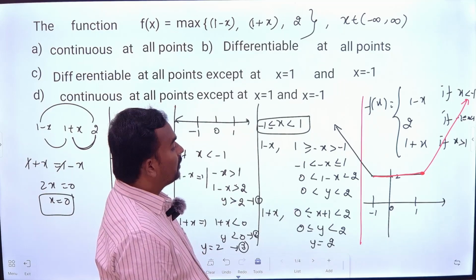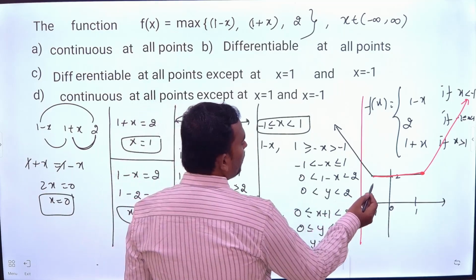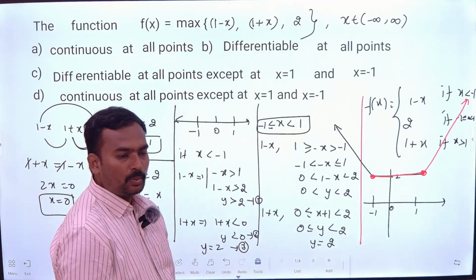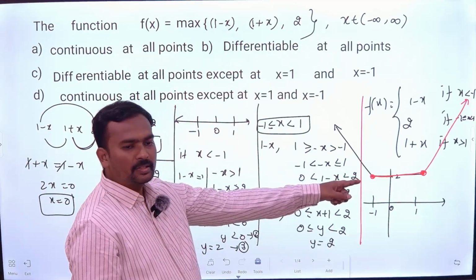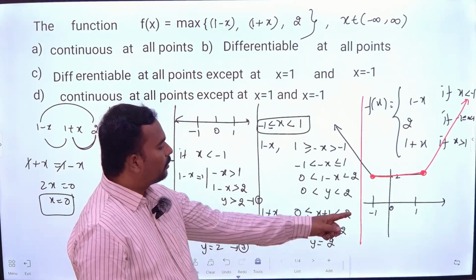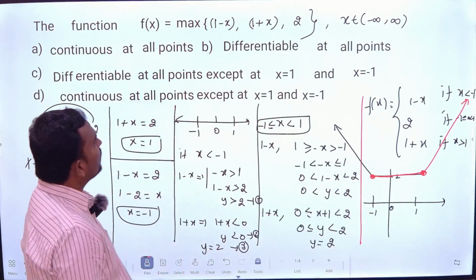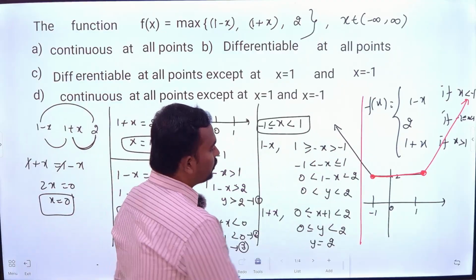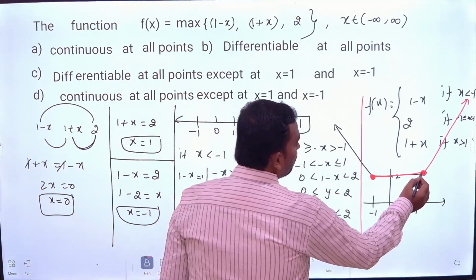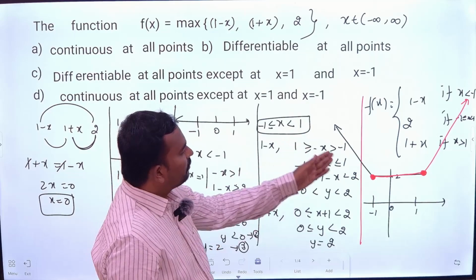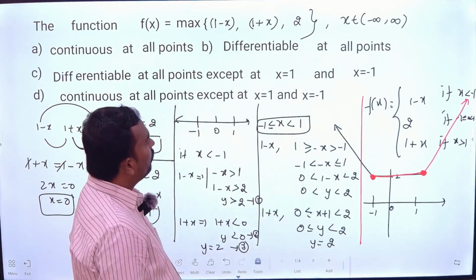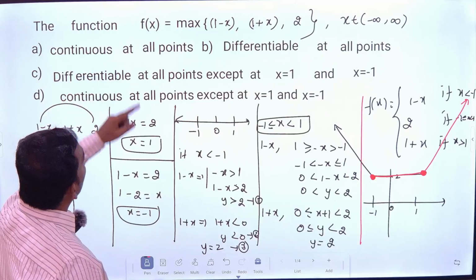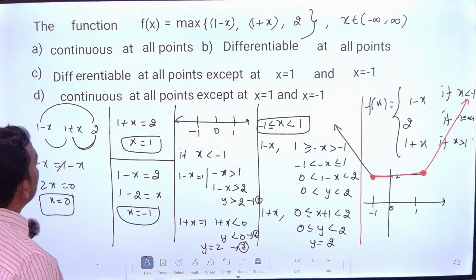How to check the differentiability? You can see this corner point, minus 1 and 1. It is not differentiable. Why? There is a sharp edge. So this is not differentiable at minus 1 and 1. You can check through the graph. There is no break anywhere in the domain, right? So definitely the function is continuous. Therefore, the first option, continuous at all points, is correct or not? Yes, correct.